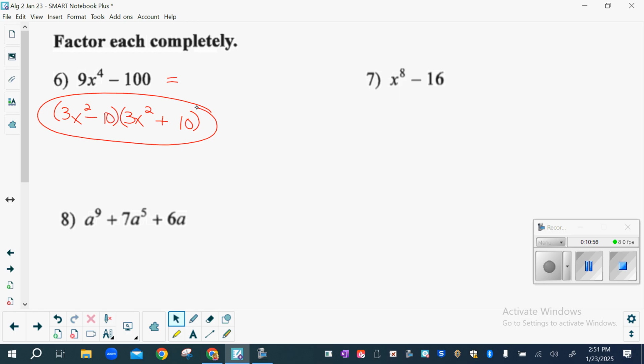So would we have been able to factor this if this was 9x to the 4th plus 100? If this was a plus 100, could we have factored it? Yeah, it was 10 and 10, the negative doesn't matter. It would just be both additional. Okay, I'm going to talk about it on the next problem. X to the 8th minus 16. How does that factor?